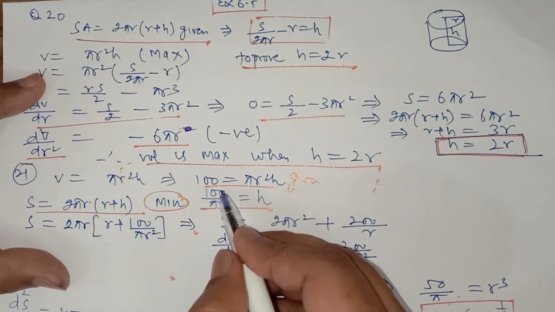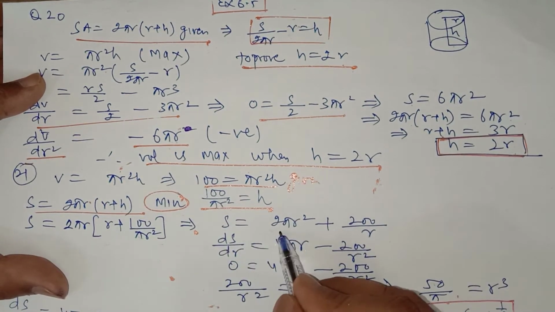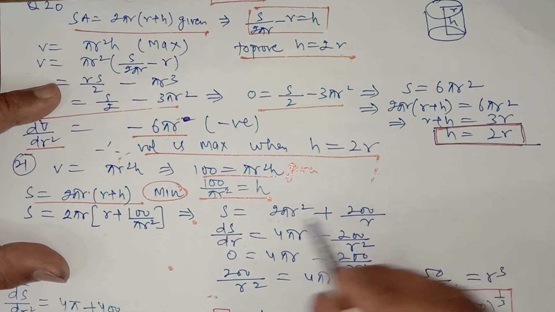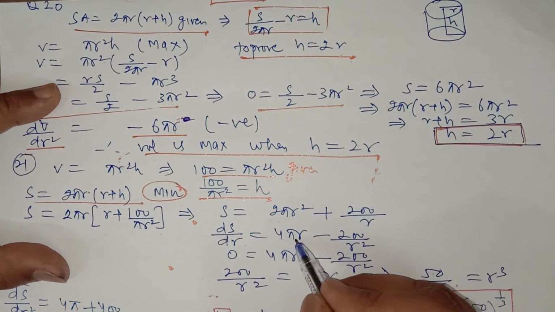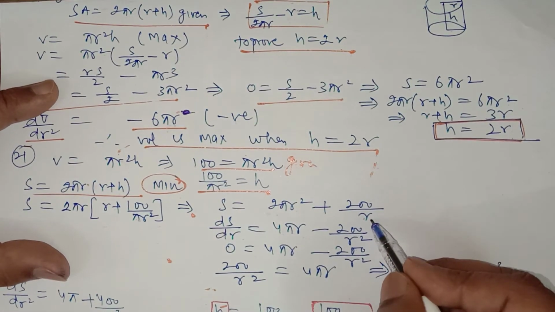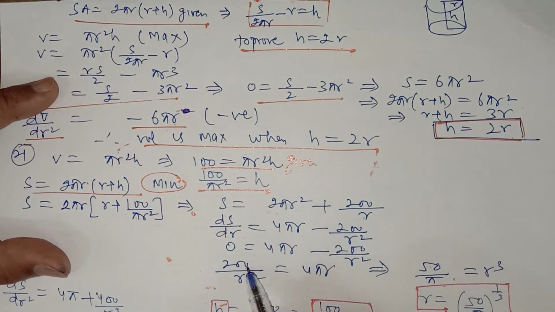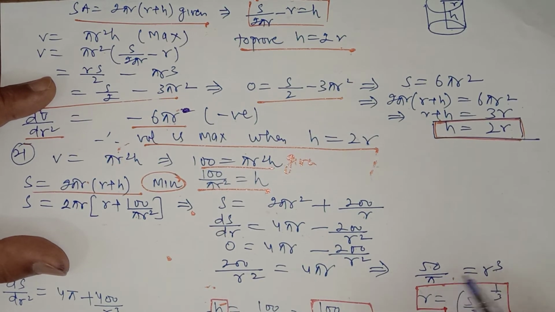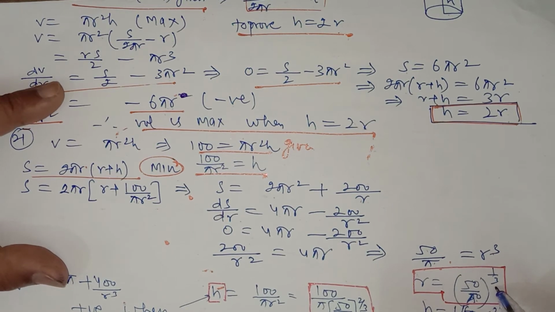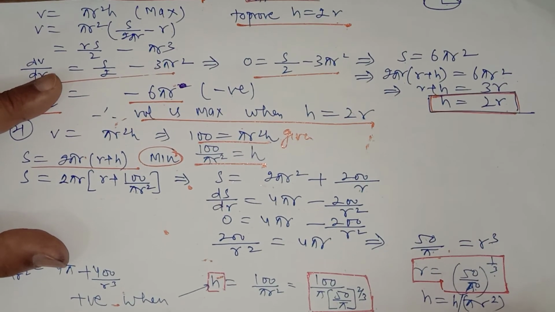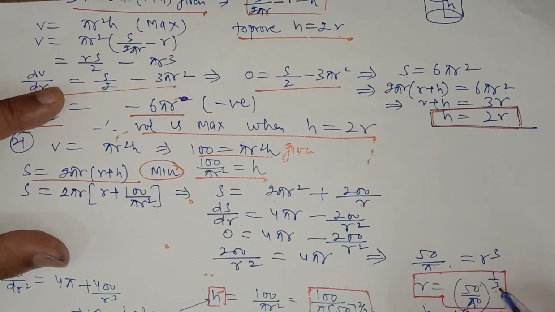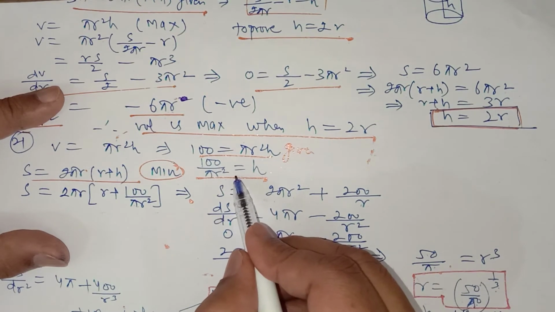Replace the value of h as 100 upon pi r square, open the bracket, differentiate with respect to r, because the variable here is r and 200 is the constant. So differentiating with respect to r, you are getting 4 pi r minus 200 upon r square, because the derivative of 1 upon r is minus 1 upon r square. Put it equal to 0, and you are getting r cube is equal to 50 upon pi, which is r equal to (50 upon pi) raised to power 1 upon 3, which is the radius of the cylinder, and the height will be obtained by putting the value of r, that is (50 upon pi) to the power 1 upon 3 here, which we have eliminated.